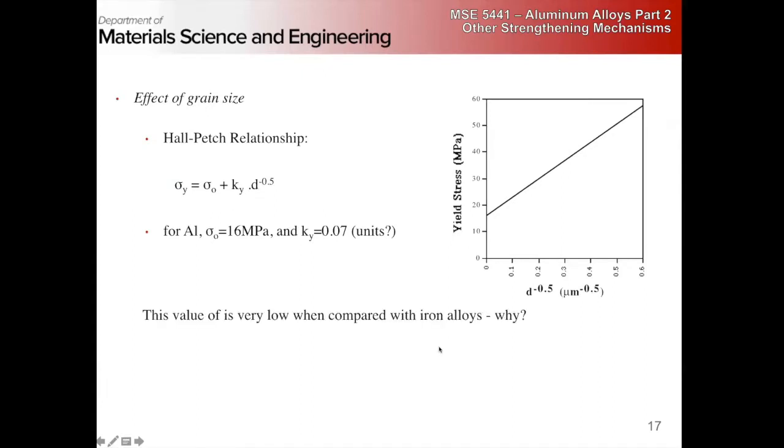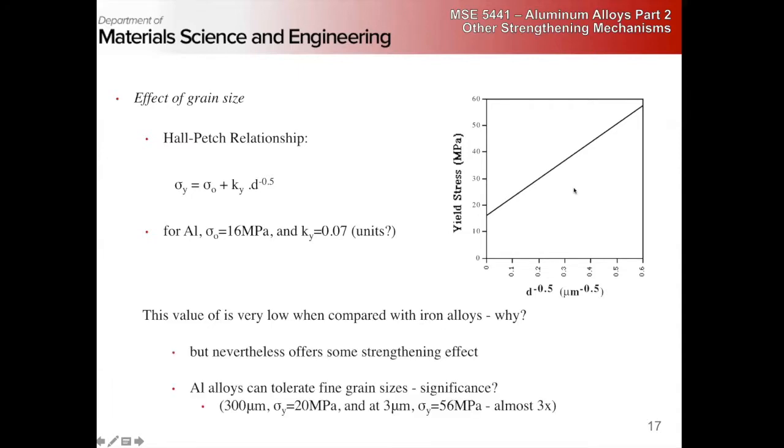We already said Hall-Petch effect, and the value of this is very low compared to steels, right? Again, because it's FCC. We do get some strengthening, and aluminum can tolerate fine grain sizes. So that means if we go from 300 micron grain size down to 3 micron, we get essentially 3 times the yield strength, right? If we could go even smaller to sub-micron grains, we can get a really big benefit, right?